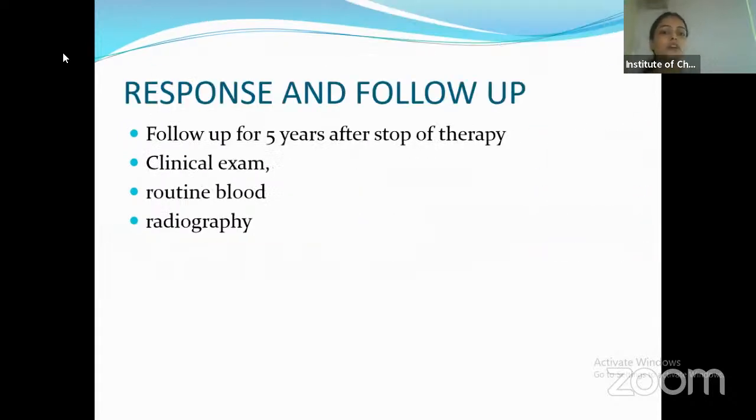Response and follow-up: follow-up for 5 years after stoppage of therapy. Initially there will be very frequent follow-ups at 6 weeks, then at 6 months, and then every year for 5 years. This can be done by clinical examination, routine blood investigations, and radiography.